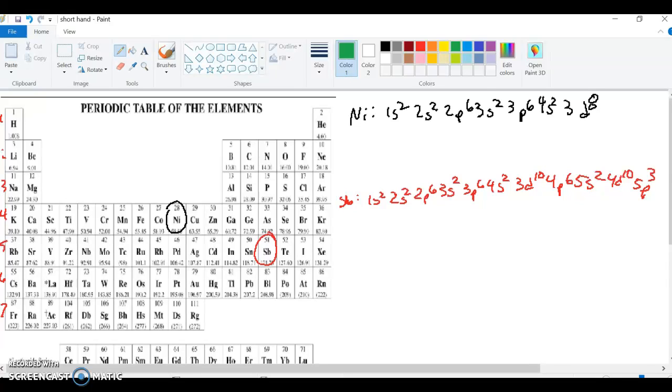This video is to show how we have a longhand electron configuration, which is what I have written here, and how I can convert that into a shorthand configuration. So, I'm going to start with my nickel. Here's nickel, located right here.